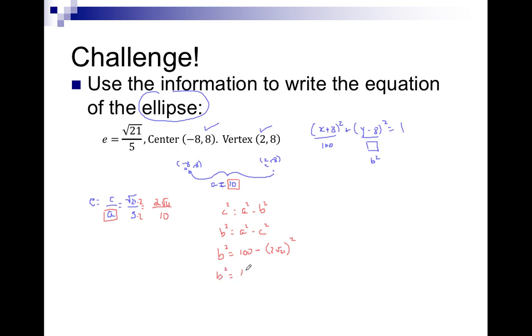So b squared is equal to 100 minus, what is 2 squared? And what is root 21 squared? Do the order of operations, in other words, multiply this and get 100 minus 84. So b squared is equal to 16. Now, that's a little bit tricky, right? Watch out for that.